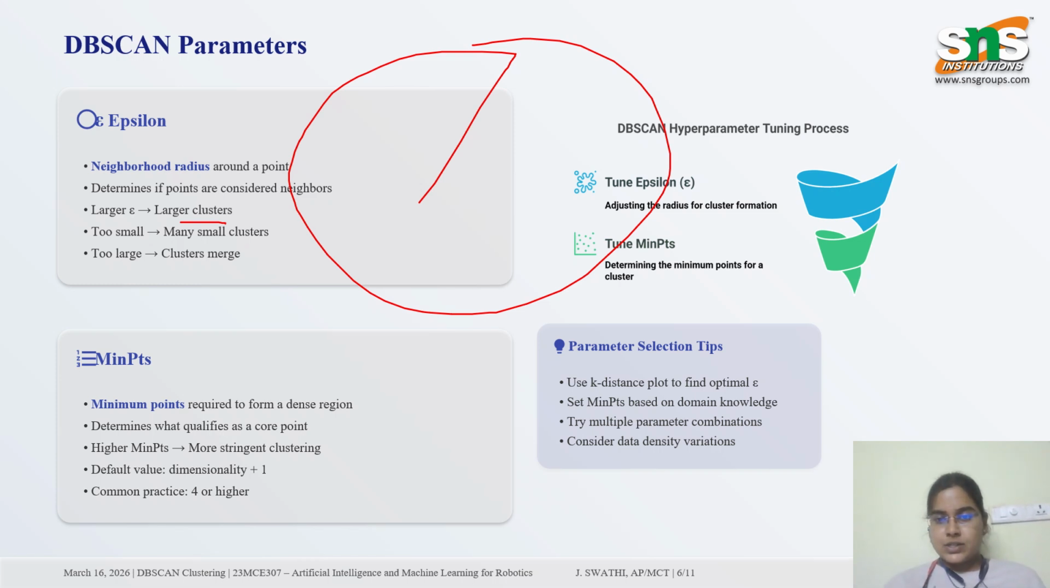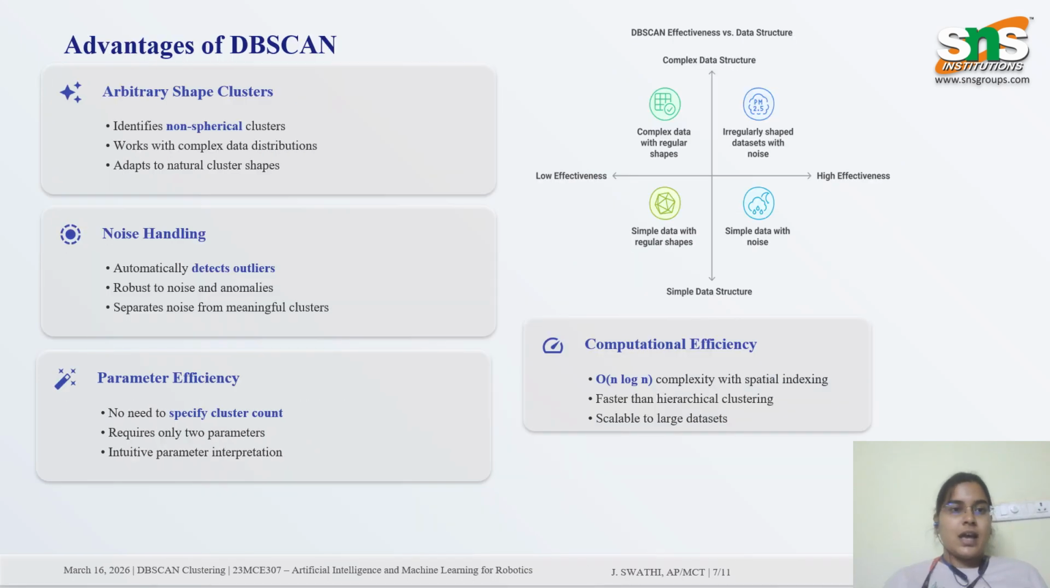For parameter selection tips, use a k-distance plot to find the optimal epsilon, and select min points based on domain knowledge, not in a random manner. Try multiple parameter combinations and consider data density variations. Advantages: it forms arbitrary shapes, handling non-spherical clusters. It can look like spherical, but it handles non-spherical clusters. It also offers noise handling and parameter efficiency.